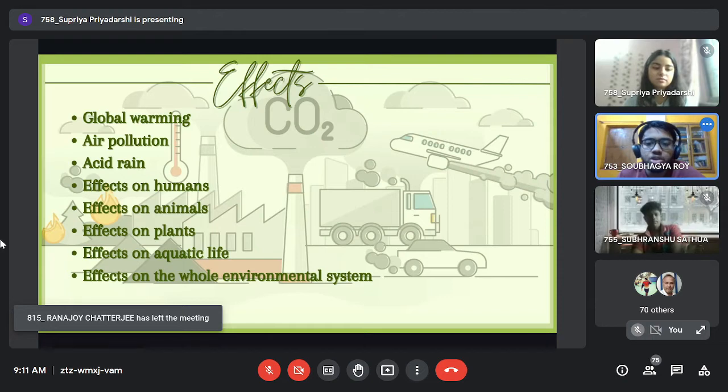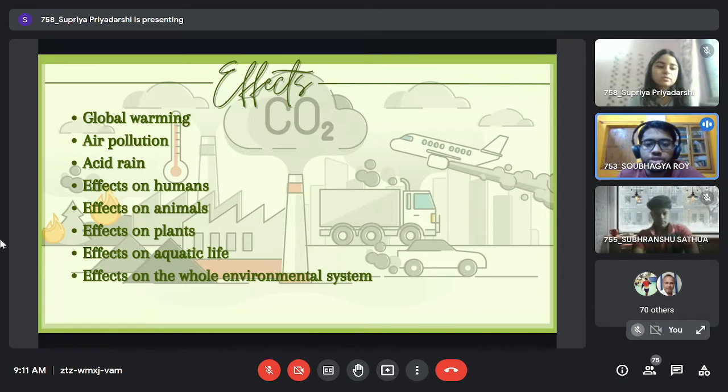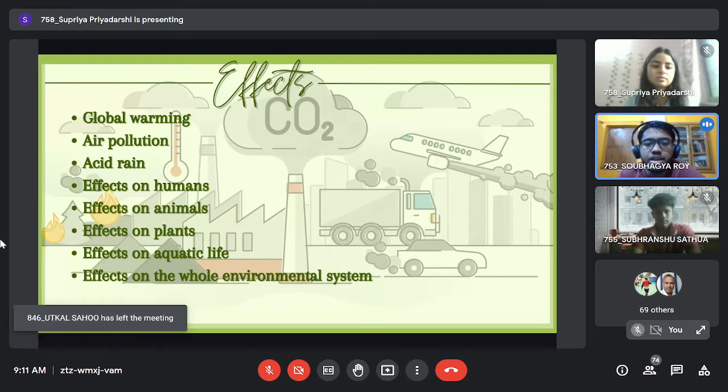The effects can be global warming, air pollution, acid rain, effects on humans, effects on animals, effects on plants and aquatic life, affecting the whole environmental system. The Earth's climate has been irreversibly affected by global warming, which is driven by an increase in greenhouse gases, mainly carbon dioxide. We can find this in our case studies.